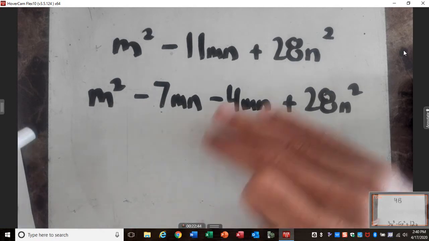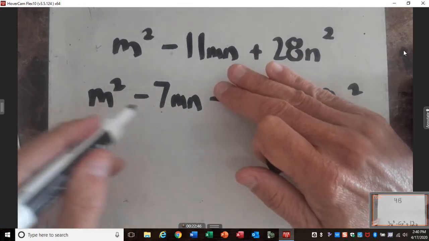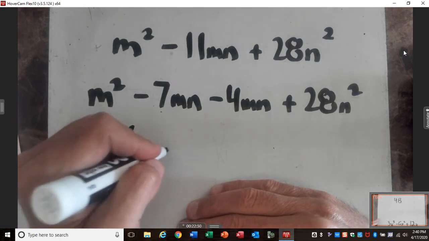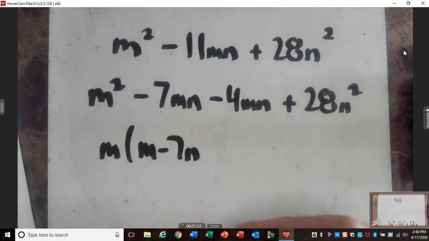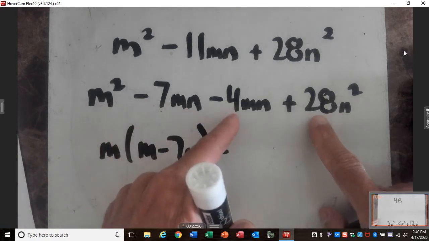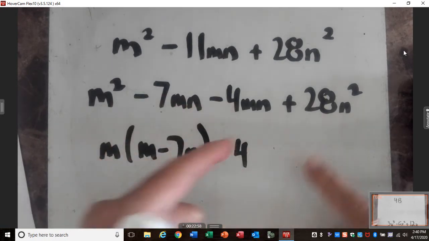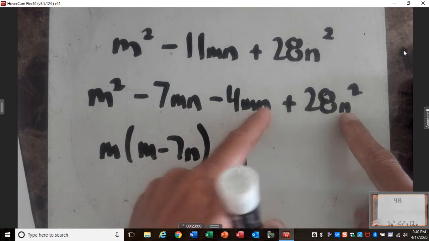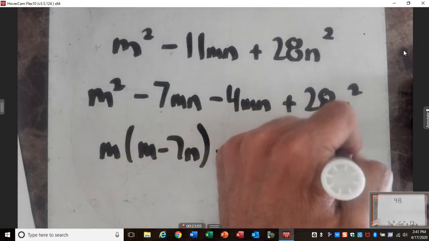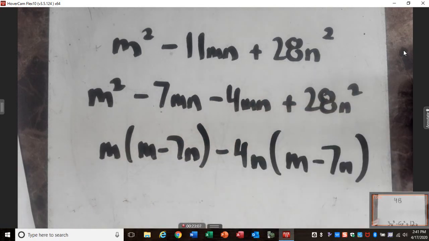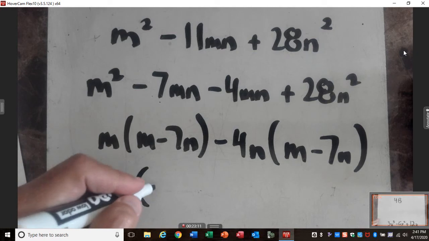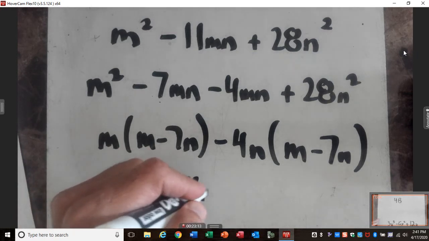Now, factor out what's common here. I see an m. So I'm going to go m, and then m minus 7n. Close it up. Okay, minus 4n. This time pull out an n as in Nancy. And now you're going to have the same thing. It should be m minus 7n. So your answer is going to be m minus 4n.